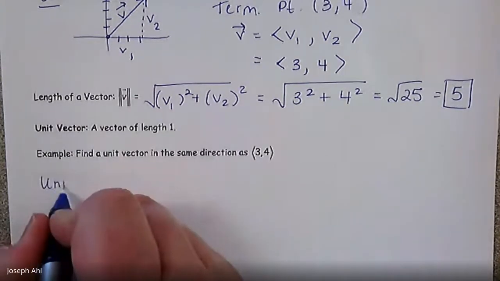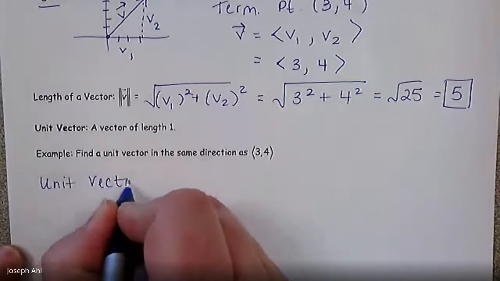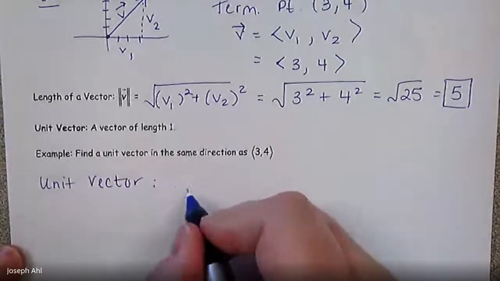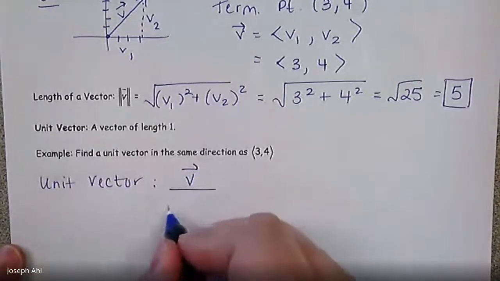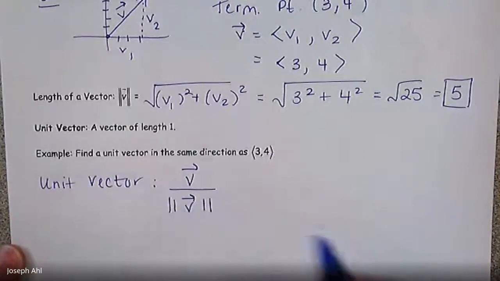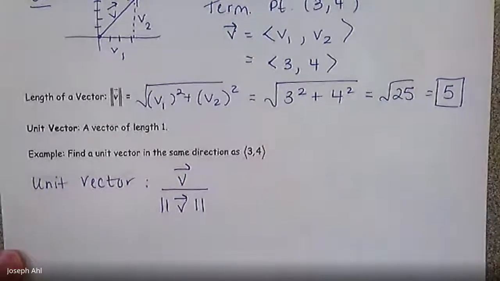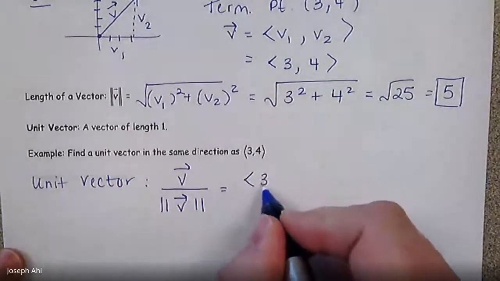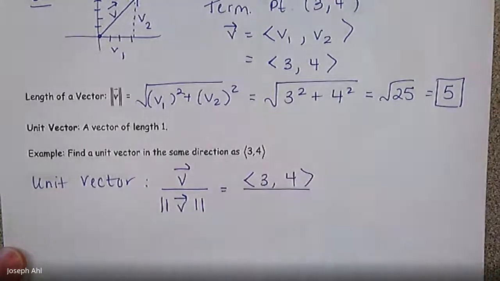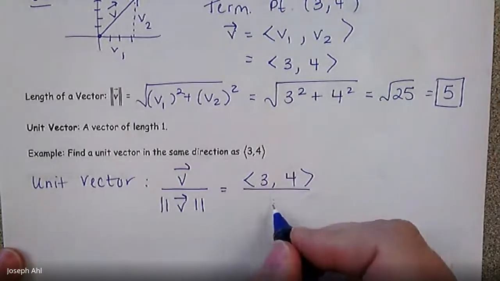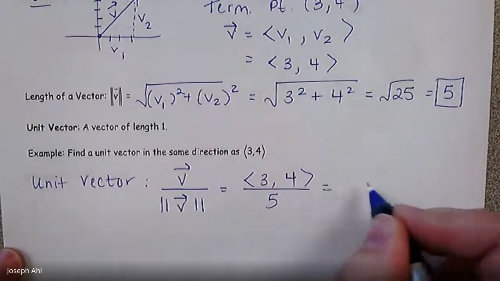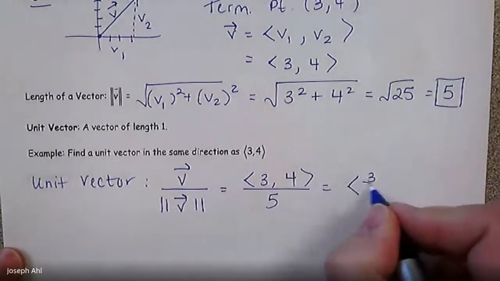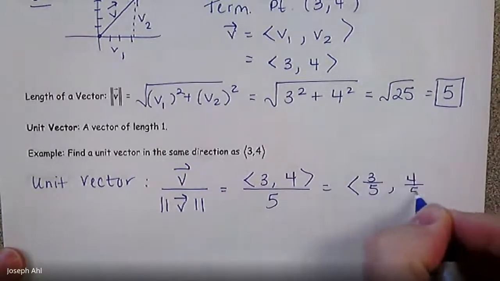But a unit vector in general, to get it to have a length of 1, is to take the components of the vector and divide by the magnitude of the vector. That will guarantee that your vector has a length of 1. So in the last example with our vector ⟨3, 4⟩, if I divide each component by the magnitude of 5, we result in the unit vector ⟨3/5, 4/5⟩.